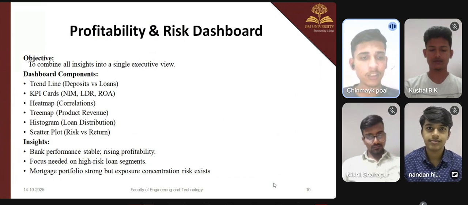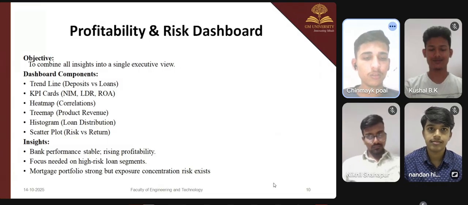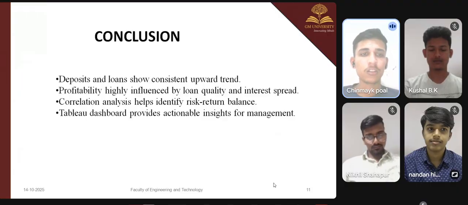In this slide, we use insights from the bank performance table: rising fraud, profitability focus needed on high-risk loan segments, mortgage fraud, and a portfolio that is strong but with exposure concentration risk. In the next slide, the conclusion. Deposits and loans show a consistent upward trend. Profitability is highly influenced by loan quality and interest spread. Correlation analysis helps identify risk-return balance. Tableau dashboards provide actionable insights for management.